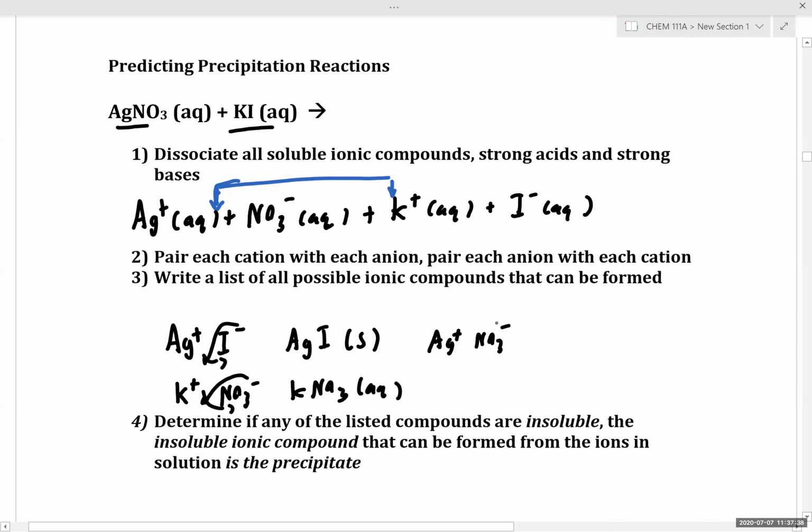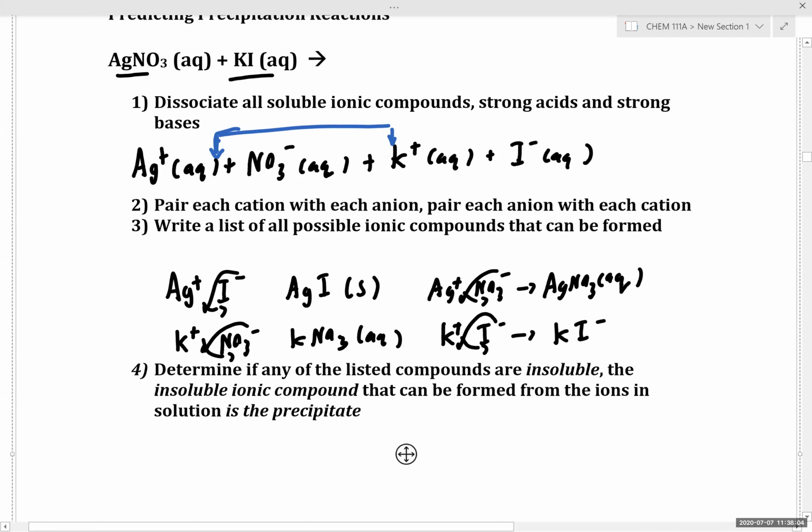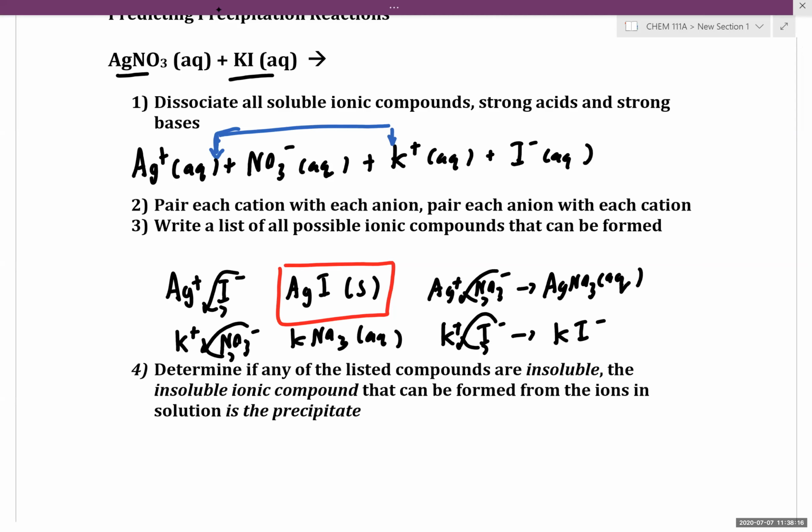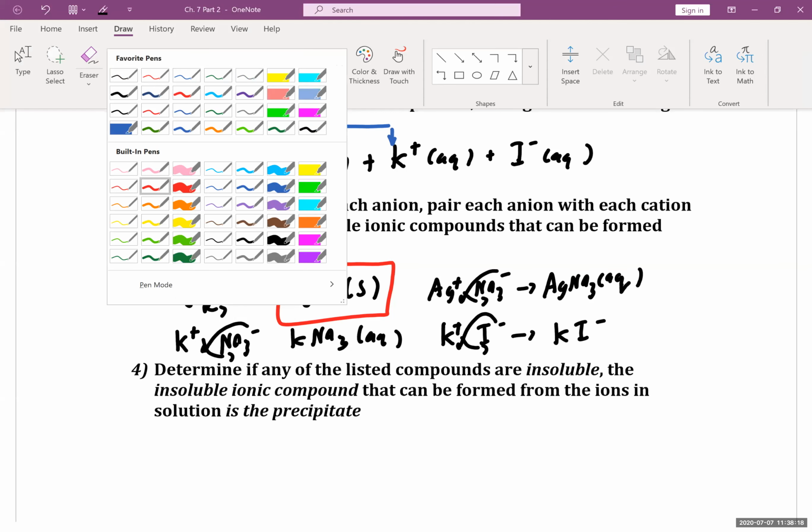We have silver plus and nitrate. That in turn gives us silver nitrate. And then we have potassium plus and iodide when paired. That in turn gives us potassium iodide. So we figured out that only one of our possible products is insoluble, which is silver iodide. So we're going to write the equation that generates silver iodide as a product.